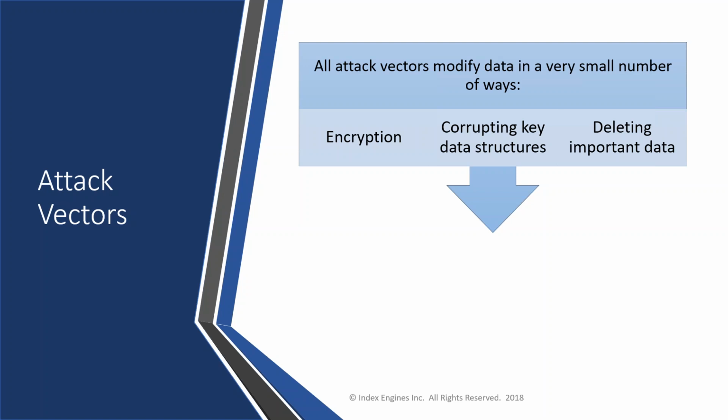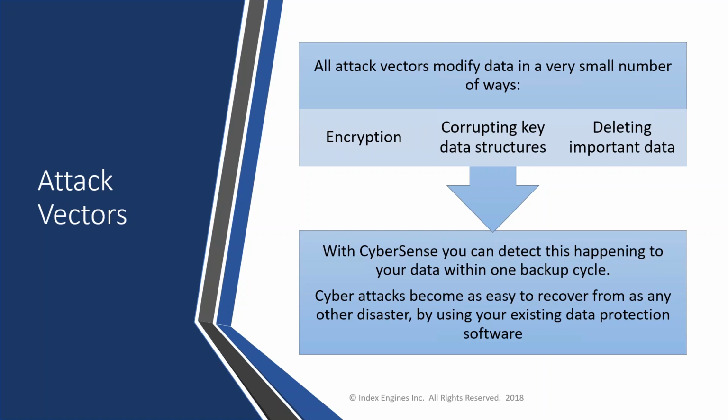They encrypt files, they encrypt pages in a database. Another approach is corrupting key data structures. Another is deleting important data. With those three attack vectors, CyberSense has the ability to look at how data continuously changes and detect that it's happening within your data, within one backup cycle. So yesterday, everything looked okay. Today, it looks like we have problems.